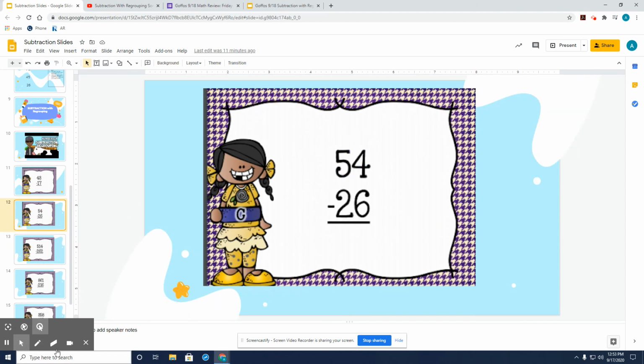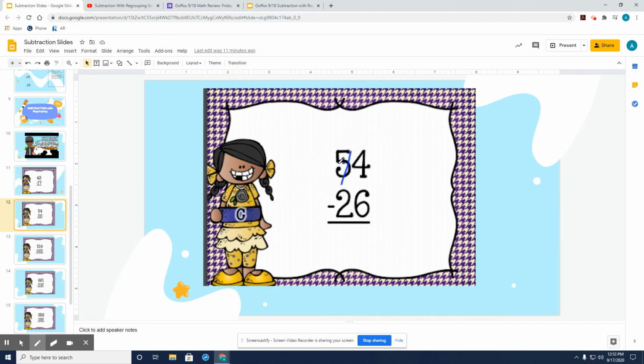Let's try this next one. We have 54 minus 26. So again, we start in the ones column, and the first question I'm asking is if this top number is bigger than my bottom number, and it is not. I have 4, so I have 4 fingers. I cannot take 6 of them away. It's not possible. So I need to go next door and I'm going to borrow.